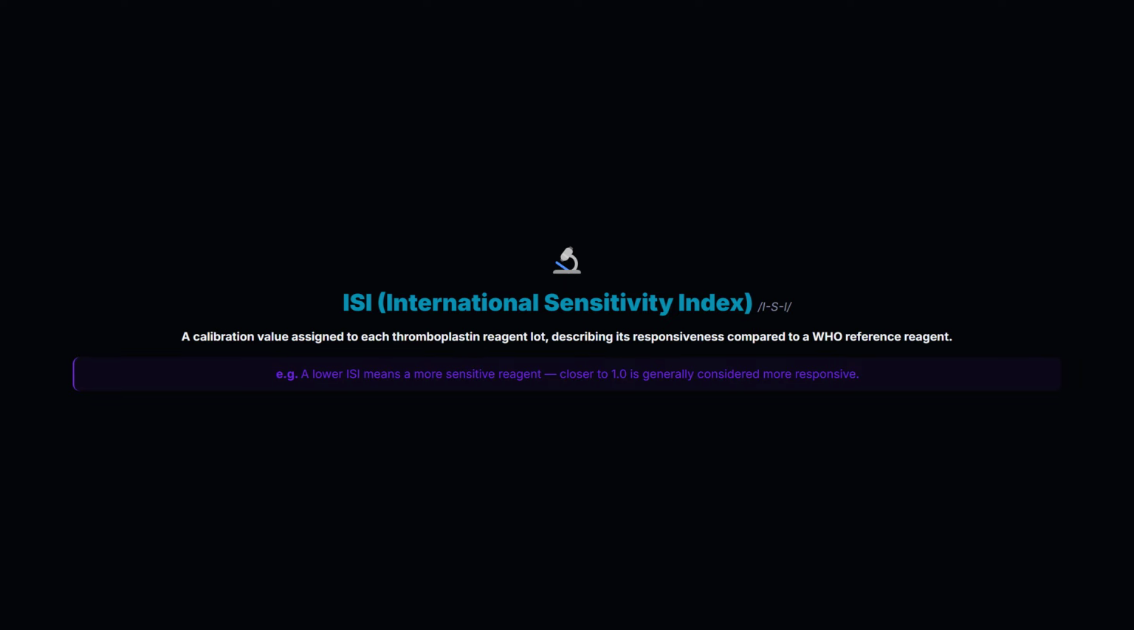ISI matters because without it, the same patient could get a meaningfully different PT ratio on two different reagents. INR exists specifically so a 2.0 means the same thing whether it's measured in Delhi or Denver.